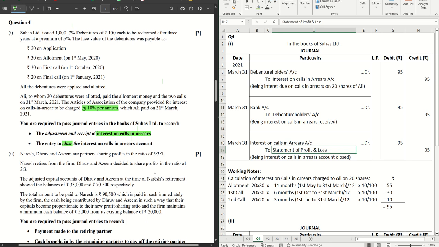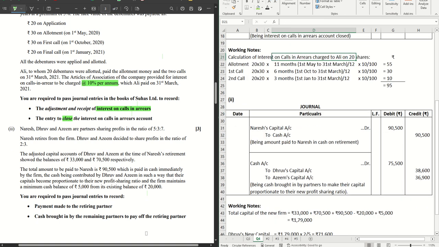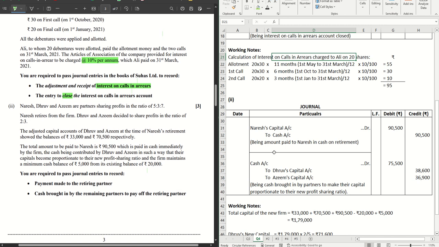Let's move on to part 2 of this question, number 4. This is a sum on retirement, and this is again a small extract of capital adjustments. You must have done this as a part of a bigger sum, but here they have only focused on capital adjustment. So three partners are there: Naresh, Dhruv, and Azim. Old PSR is given. Naresh is retiring. Dhruv and Azim have a new PSR of 2:3. Their existing capitals are given.